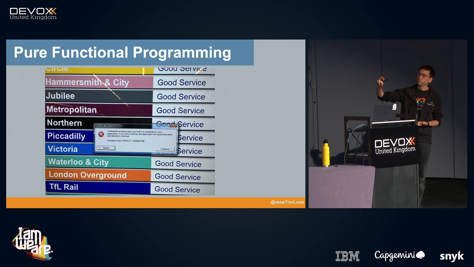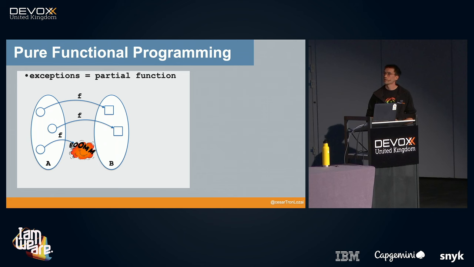So this would never happen in Java, but still, we need to be careful. An interesting thing about exceptions is that exceptions are partial functions. What do I mean by that? Well, I say that a function is a mapping from two sets. So a function from A to B, if you give me an A, I will give you a B for every possible A.